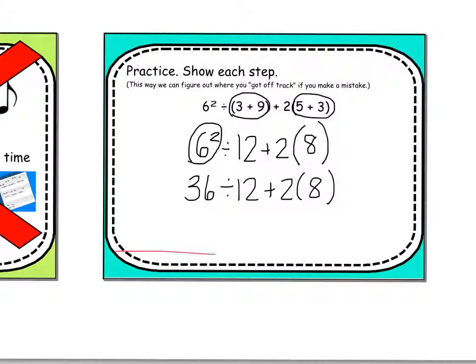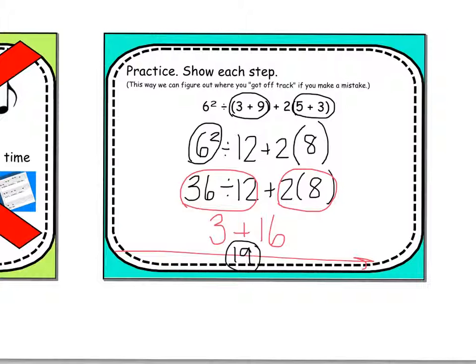I'm going to look at the problem from left to right, and I'm going to see what multiplication and division I have. I have division here. And I also have multiplication here. When a number is next to another number in parentheses, it means to multiply. So 36 divided by 12 is 3, because 12 fits into 36 3 times, plus 2 times 8 is 16. Now finally, the last part would be our addition and subtraction, which gives us a total of 19 for our answer. Now because I showed my steps, I'd be able to see where somebody went wrong. So that's the reason why I ask students to show over their work.